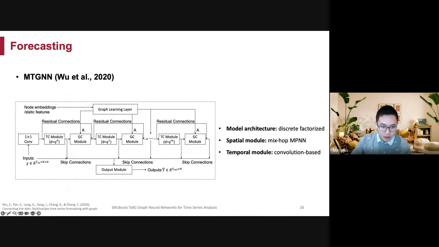And then one step further, we could have a look at this very classical work called MTGNN. Given an input time series, it involves graph learning as well. And then it has a series of operations here. It's quite typical. It actually uses mix-hop message passing neural networks as the spatial module. And then it involves convolutions, like the TC modules with convolution with different kernels, to model the temporal dependencies. So one by one, it's discretely factorized as well. That's quite typical, but works in general multivariate time series cases.